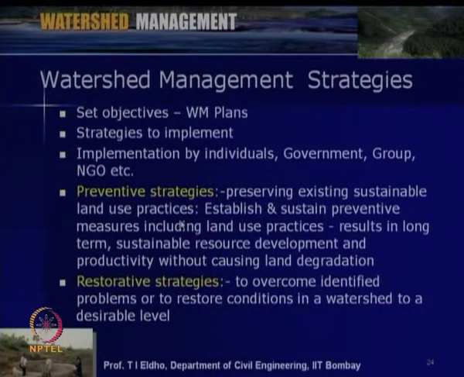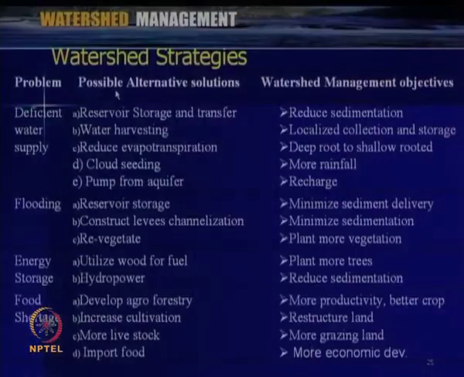So preventive strategies, we do it so that the watershed is not deteriorated as far as the resources are concerned. Then restorative strategies, we identify particular problems and then go for improving those problems. Depending upon the area, the problem, and the watershed, we can identify the problems, look into possible alternative solutions, and then look into the objectives as far as watershed management is concerned. So here various problems are listed, and corresponding possible alternative solutions are also listed, and then what will be the corresponding objective.